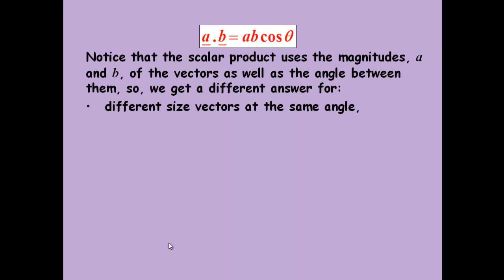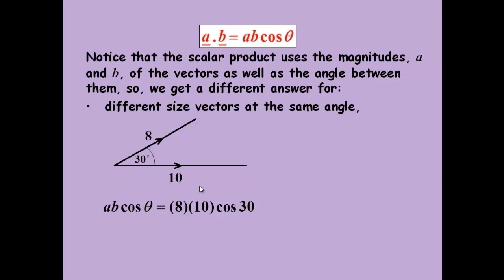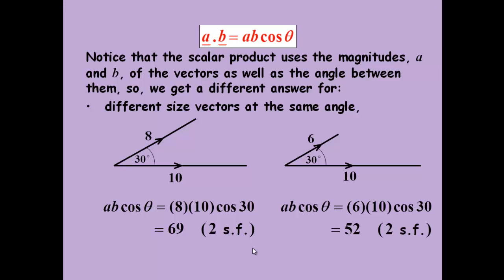So as I said, we've got the magnitudes. We've got A times B, which is the product of the magnitudes of the vectors. If we've got, as we've got here, an angle and 2 vectors of 8 and 10, and then here we've got the same angle but vectors of different sizes, here we've got 6 and 10, we get a different value for this scalar product. You can see here we get 69 for the first one and 52 for the second one. In other words, different size vectors at the same angle produce a different scalar product.